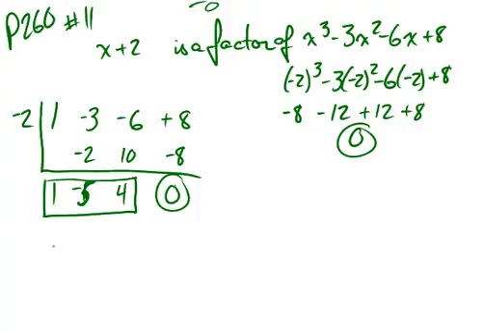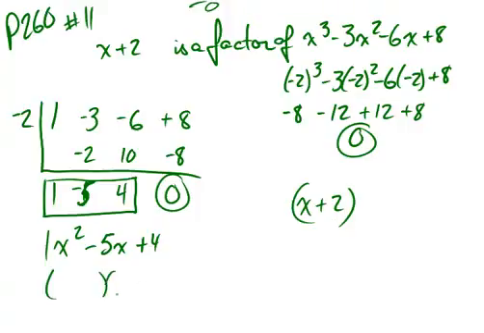So x squared, 1x squared. What's the rest of the quadratic? Minus 5x, good, plus 4. So x plus 2 is one of the factors. And then the other factors are x and two numbers that multiply to give 4 and add to give negative 5. Negative 1 and negative 4. So my factors are x plus 2, x minus 1, and x minus 4.